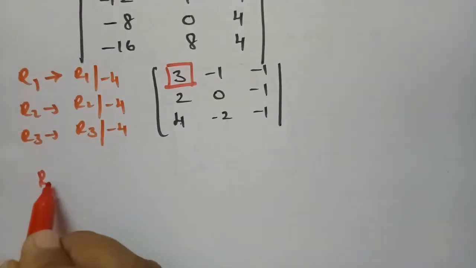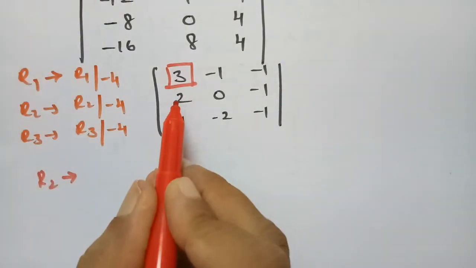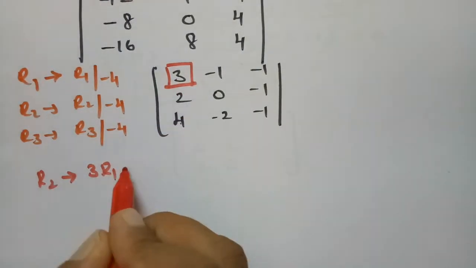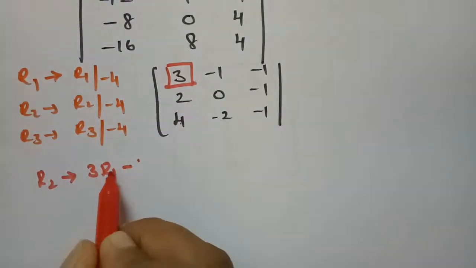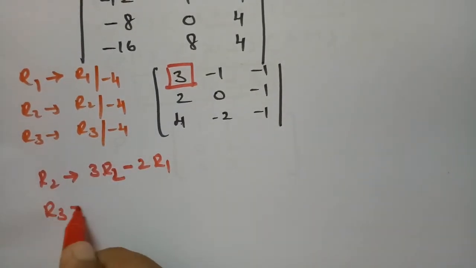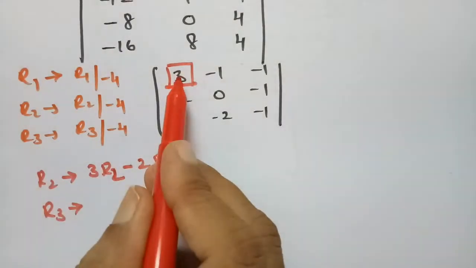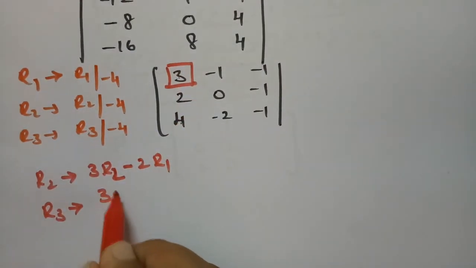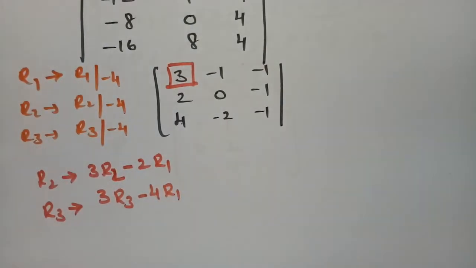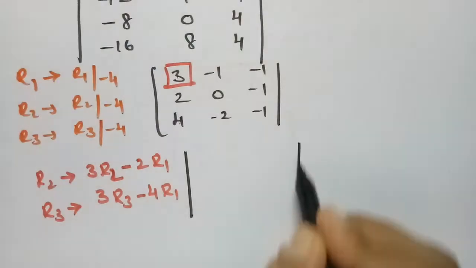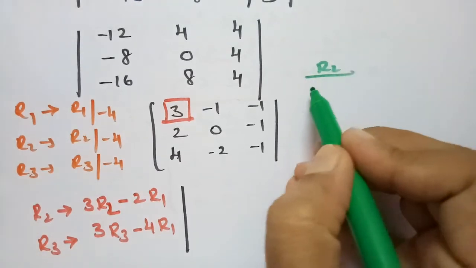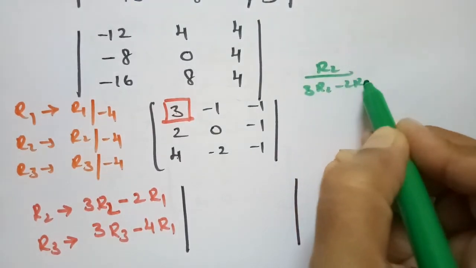So this will be very simple. R2 affected as, in order to make this 0, I have to multiply with 3. So this is 3R2 and this is 2R1. And the next one here is R3 affected as, so R3. So again I have to multiply with 3. So this is 3R3 minus 4R1. See, our matrix will be R2. So what is our R2 operation? R2 operation is nothing but 3R2 minus 2R1.